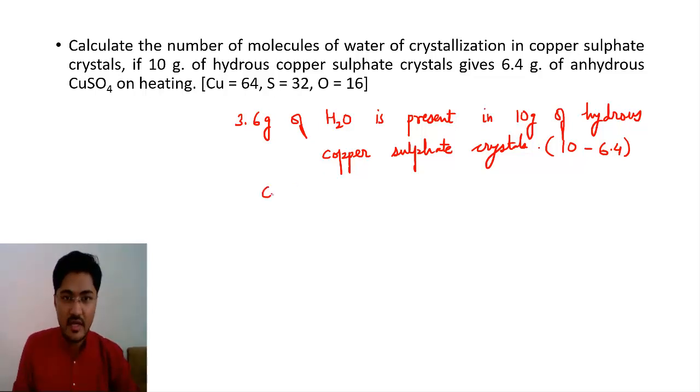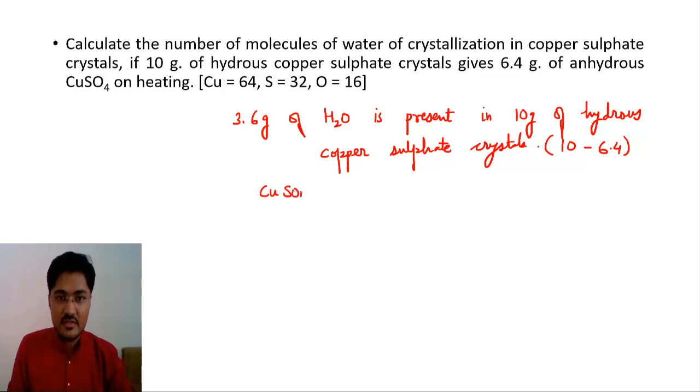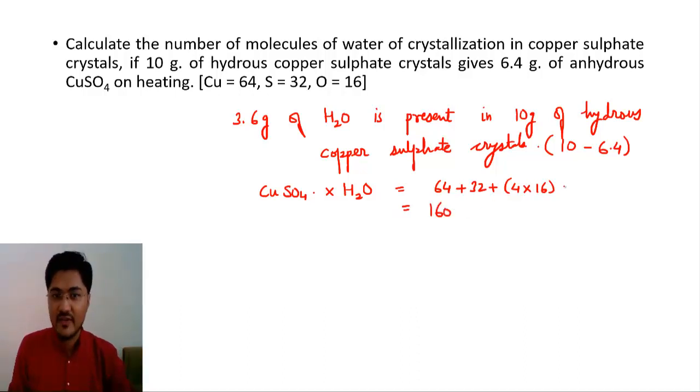Now let's assume CuSO4.XH2O. It has weight CuSO4, that is 64 plus 32 plus 4 times 16, which will come out to be 160, and one element that we forgot is X times 18. So 160 plus X times 18, that is what?